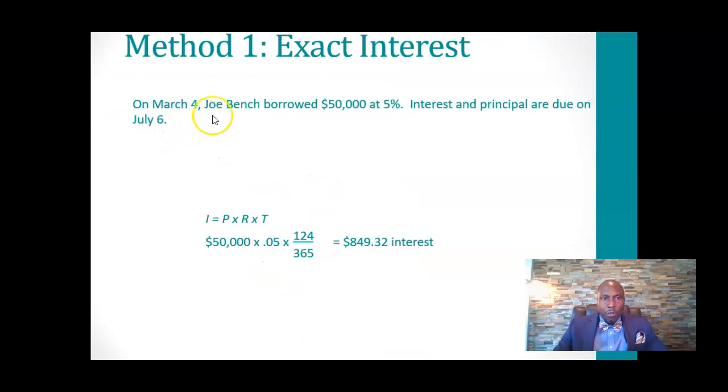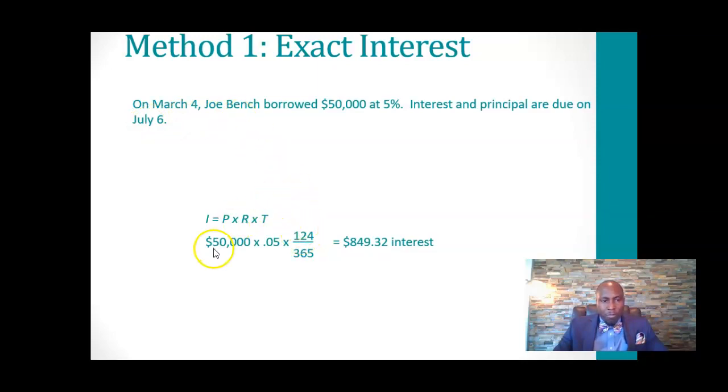So we have Joe, who borrowed $50,000 on March the 4th at a 5% annual interest rate. The loan becomes due on July 6th. So you're going to ask yourself, from March 4th through July 6th is going to be how many days? That equates to 124 days.